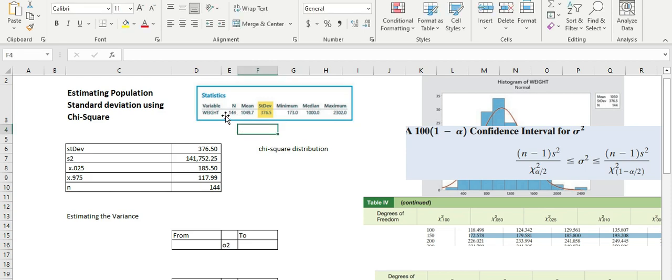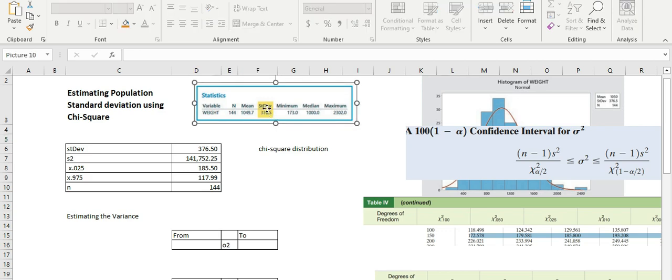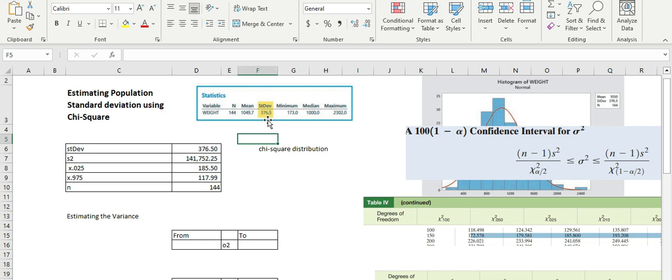These are the weights, and we have a mean of 1049, with 144 for the total sample. This is small n, and this is just a sample, not a population. The standard deviation is 376.5. What we need here is the standard deviation, so I put it in here.